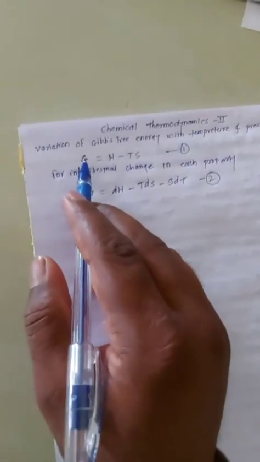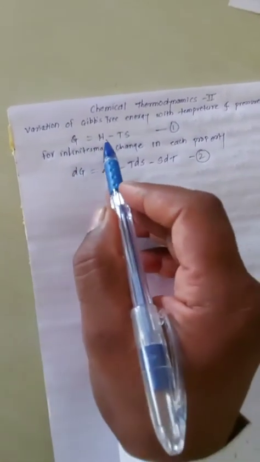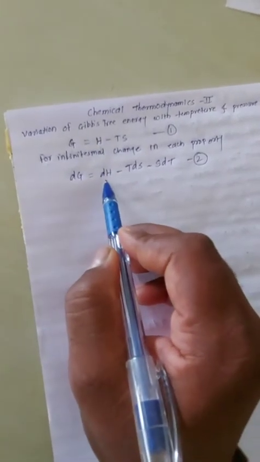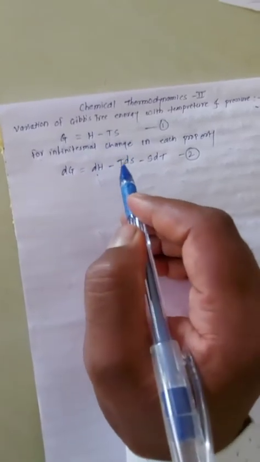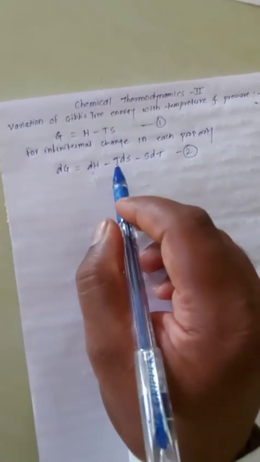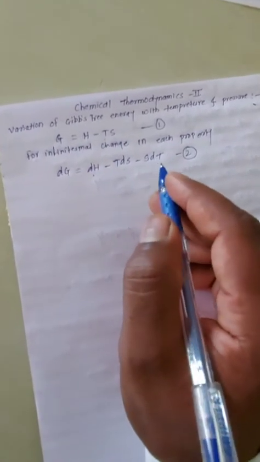Gibbs free energy G is converted into dG, enthalpy H is converted into dH. Now there are two terms: first, temperature constant, variation with entropy, and second, entropy S constant, variation with temperature, that is TdS and SdT.